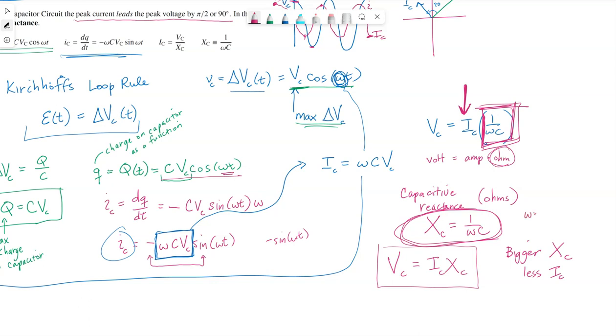So omega is still 2 pi f, but this tells us that how the capacitor affects the flow of current in the circuit not only depends upon the capacitance itself, but it depends also on the rate at which that source voltage is oscillating.